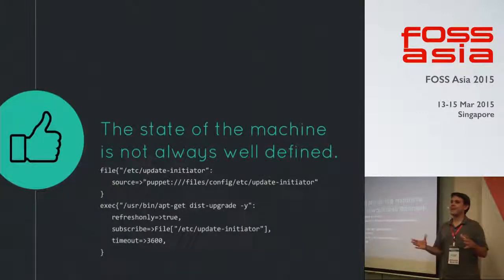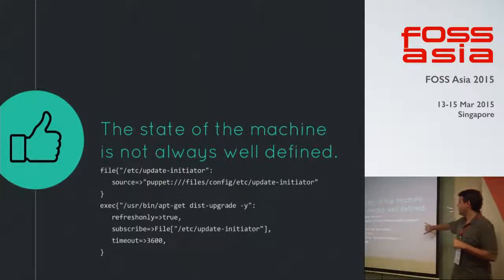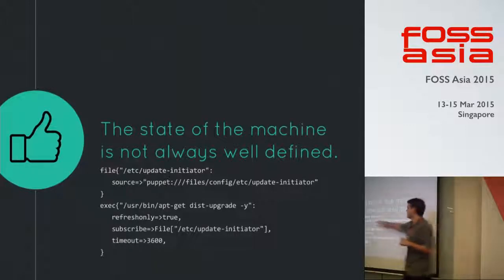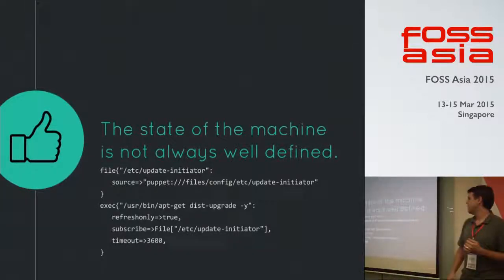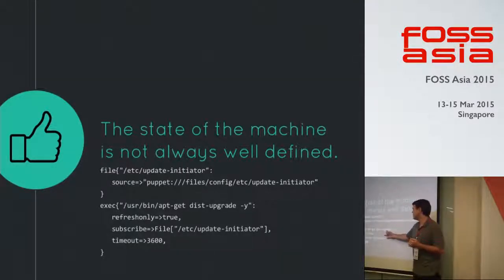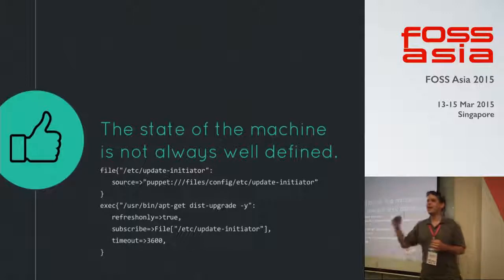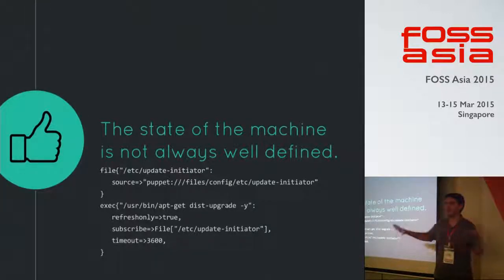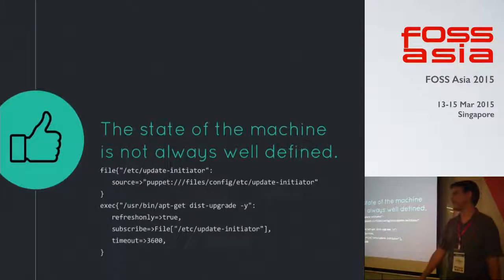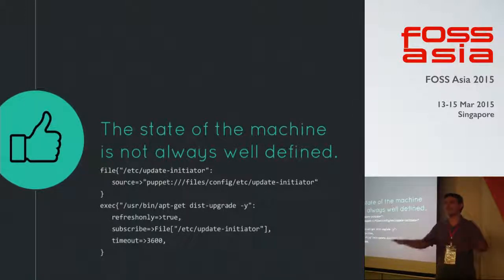Like I said, the state of the machine isn't always well defined. Sometimes it's really hard to know. Like, a laptop shuts down in the middle of an update. That means you have to depackage, mess everything up, and reconfigure everything. So this is a technique I found where you have this file, we just call it update initiator. It doesn't actually matter what's in the file. But what's important is this piece of code, where it does the apt-get dist-upgrade whenever this file changes. So if I want a set of my nodes to do updates, say I go in and turn on all the library laptops and let them get on the Wi-Fi, I can change this file and they'll start doing their updates automatically.